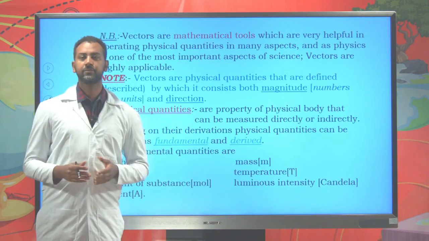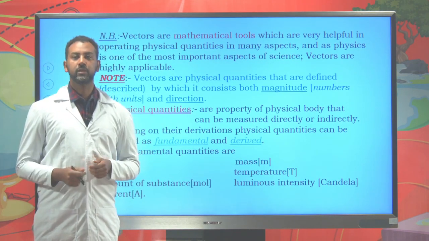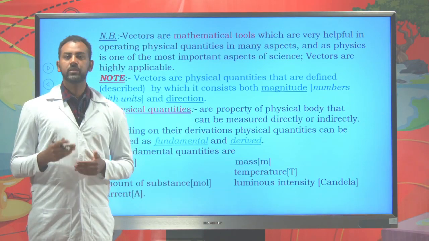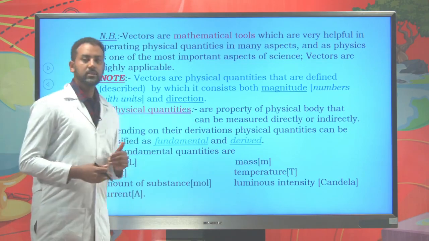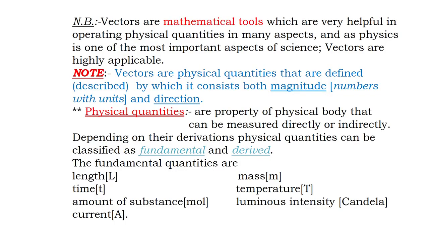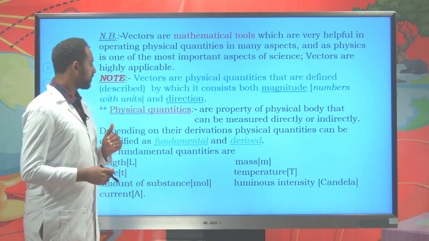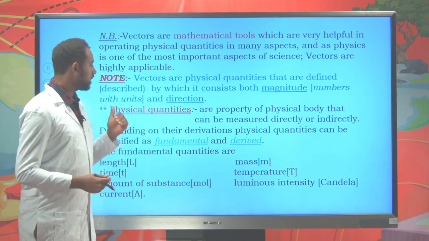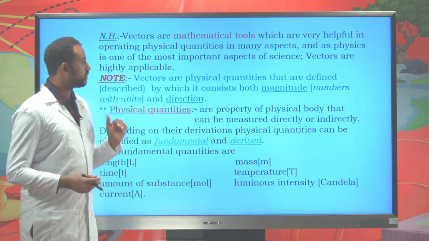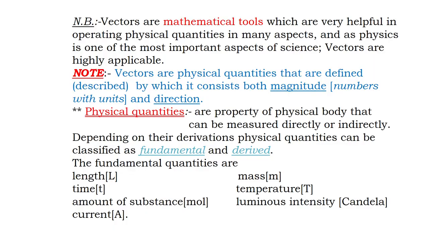So first, let's define what vectors are. Vectors are mathematical tools which are very helpful in physics, especially when we are discussing different quantities. Physical quantities are anything which are measurable directly or indirectly. Therefore, it's possible to classify physical quantities into two. According to their derivation, we can classify them as fundamental and derived. But depending on the direction content, we can classify physical quantities as vector and scalar.